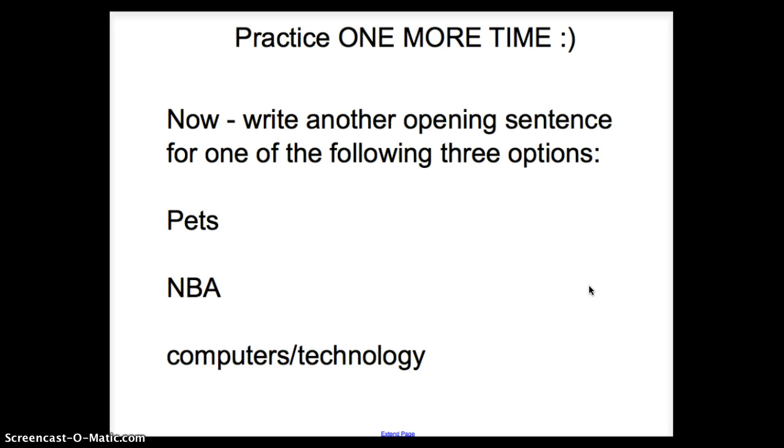All right, let's practice just one more time before we move on into our thesis statements. You are going to write one more opening sentence. You can use one of the three options, or if you want another one, you can do another. But give me a solid, good opening sentence similar to the ones that we've talked about and looked at in our examples. You could write about pets, the NBA, computers, or technology, or anything. But make it general, make it a statement, and gauge our interest. Pause the video and then post your response to the blog.